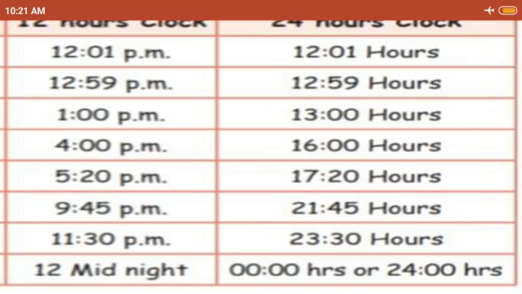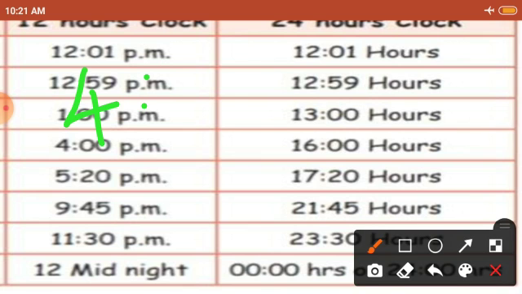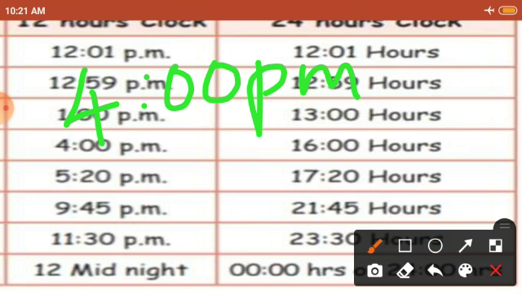Let's see the next one. That is 4 PM. So 4:00 PM. Step 1, you have to remove this PM. Okay, let's remove this PM. Step 2, see how many digits you have? 4:00. You have 3 digits only. So before that you have to put 0. Step 3, what will you do? This is actually 4 PM.